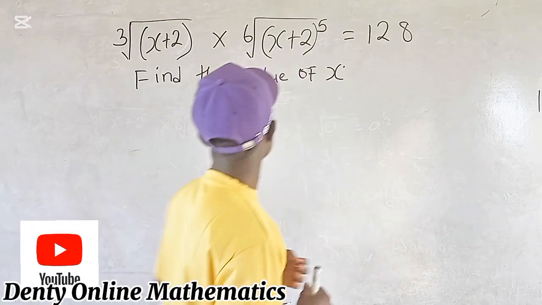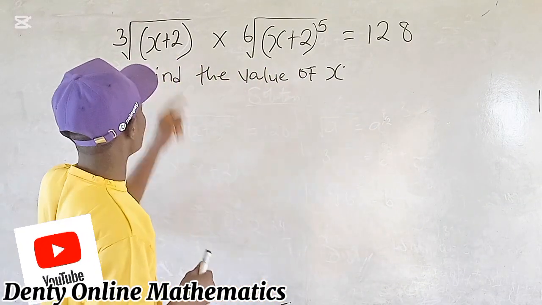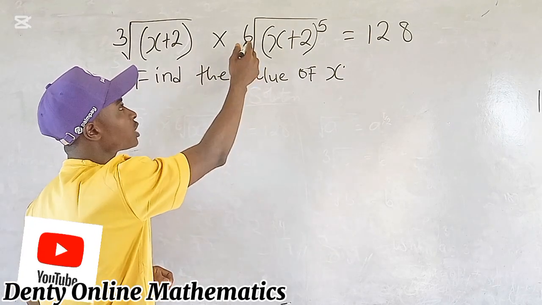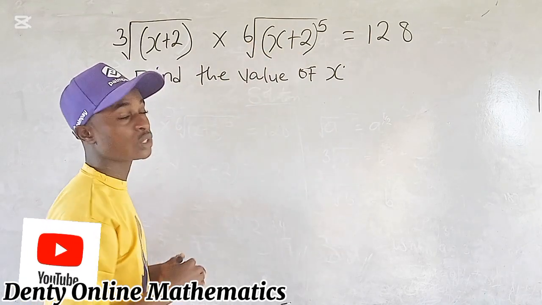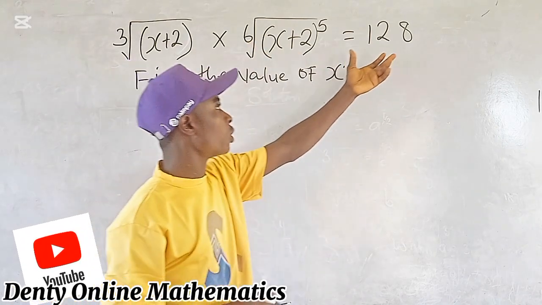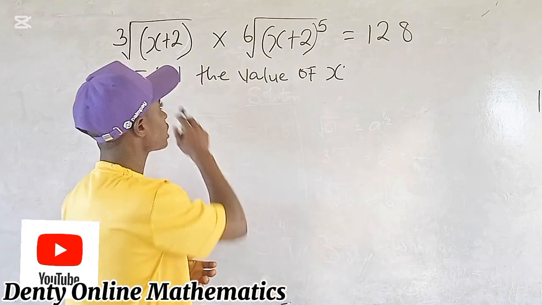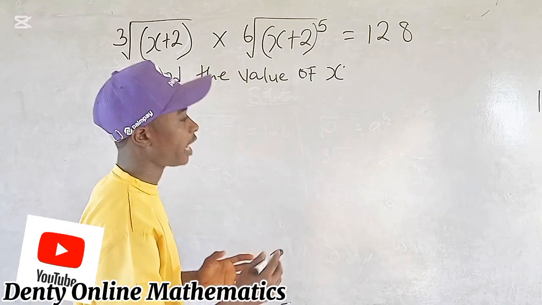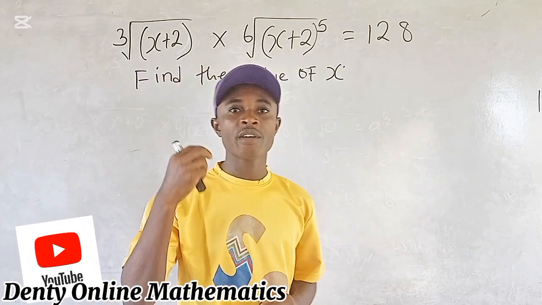Now, in this video, we have the cube root of x plus 2 multiplied by the sixth root of x plus 2, all raised to the power of 5, to be equal to 128. We're asked to find the value of x. Now, this is very simple.